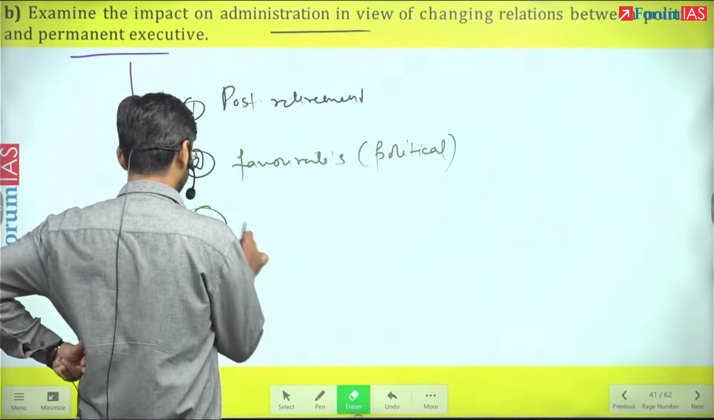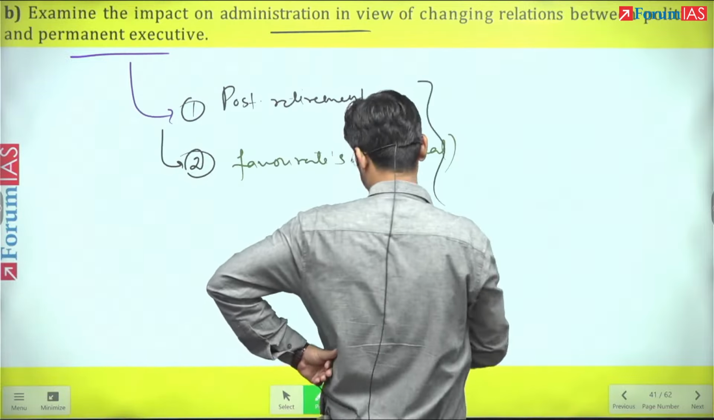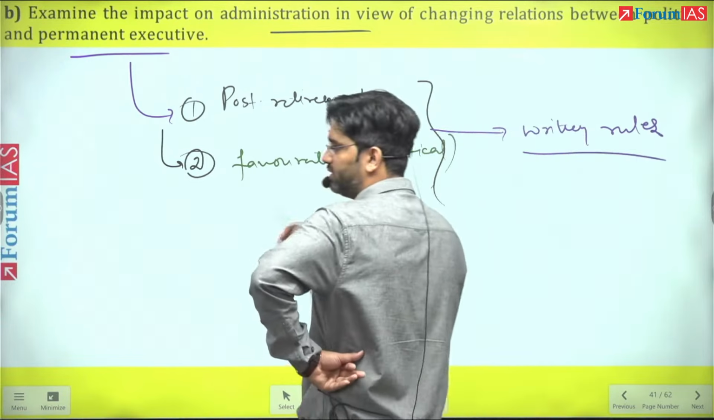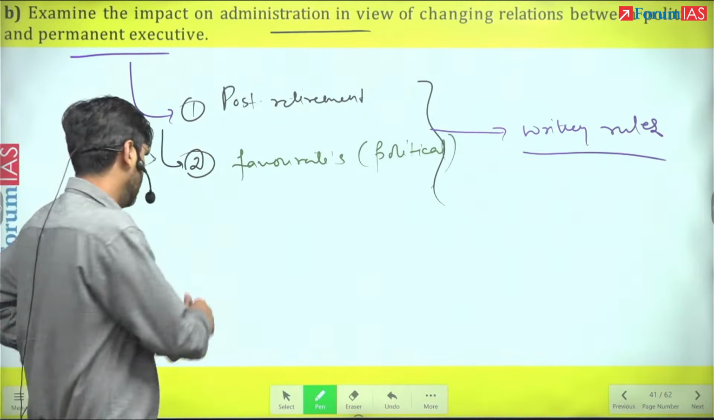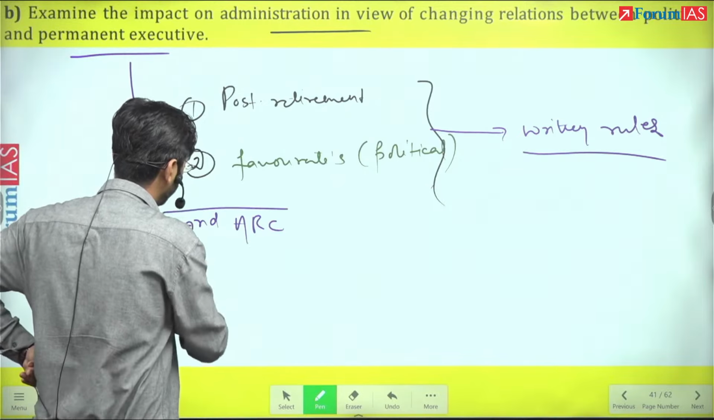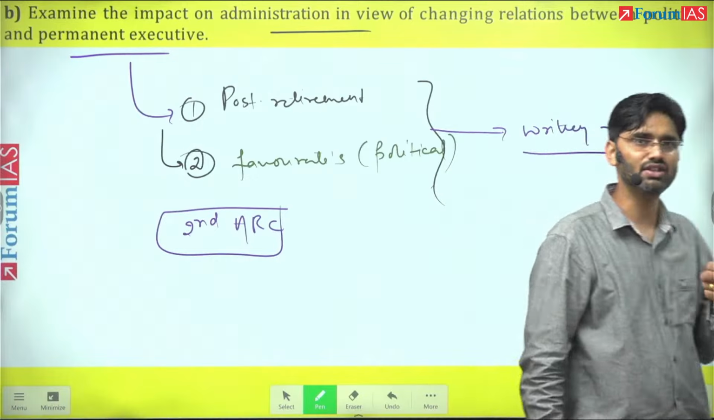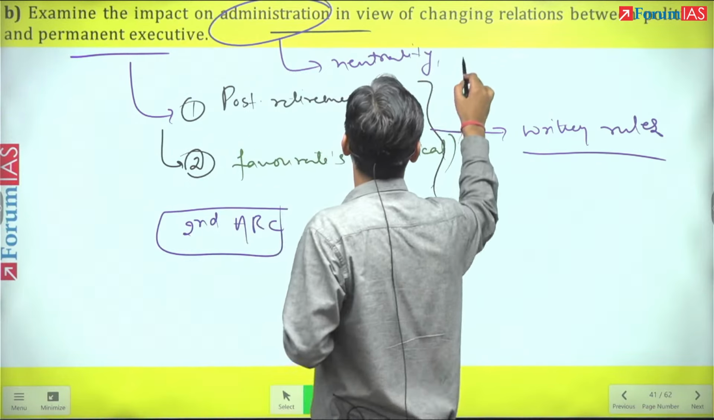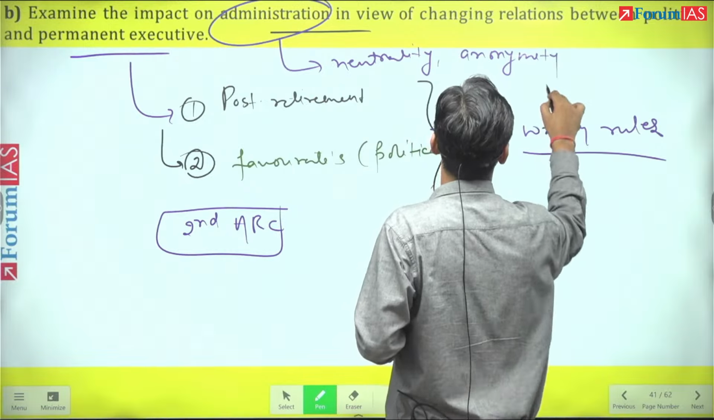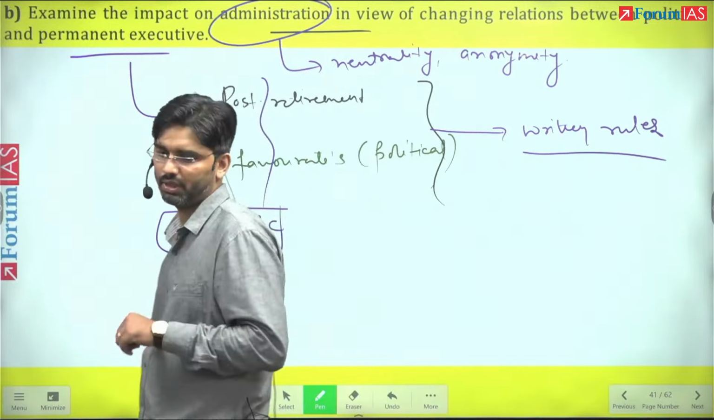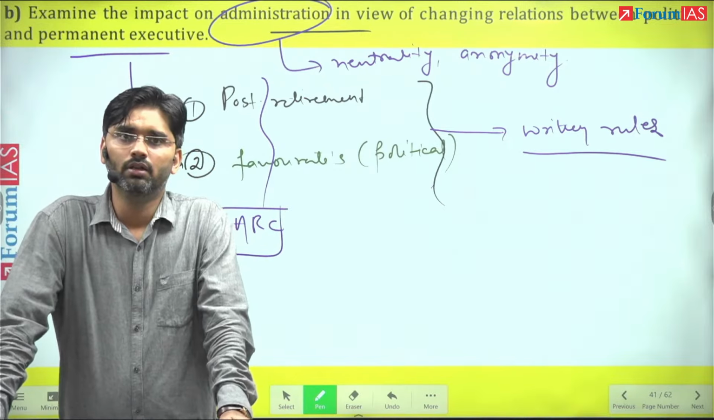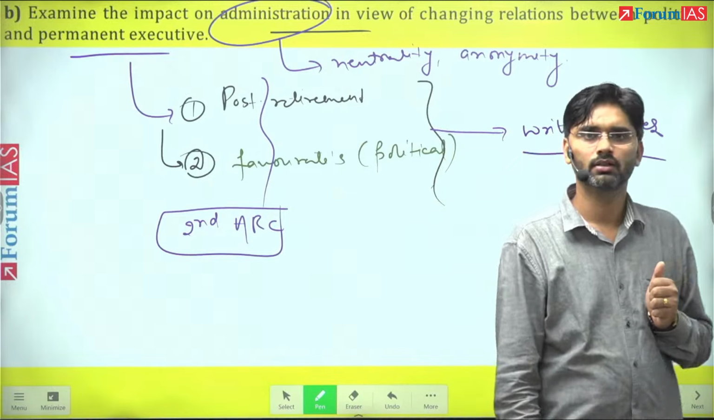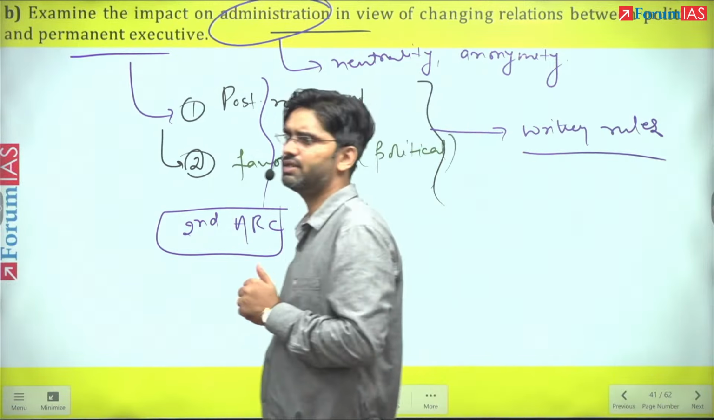See, the real issue is there is no clear cut written rules between their relation. Even second ARC has also highlighted this issue. So there is a need now. Impact on administration. So these are two basic principles, neutrality and anonymity, on which administration is based. Now obviously if these things will happen, the key principle on which administration is based, it suffers, right? It suffers, which should not happen.